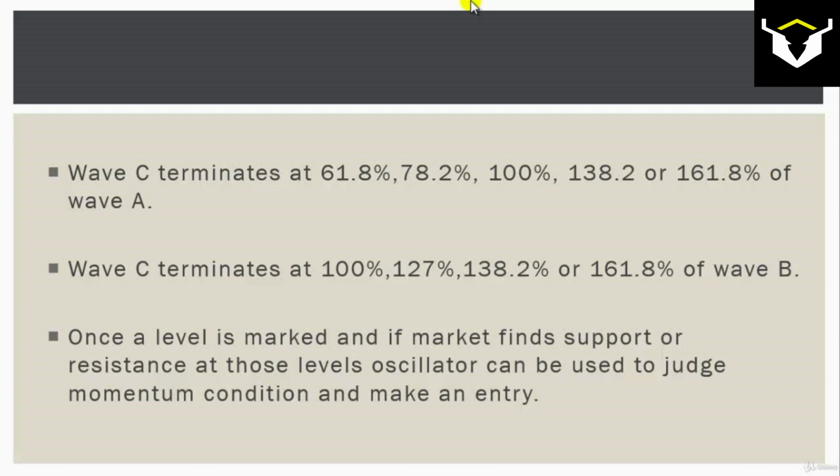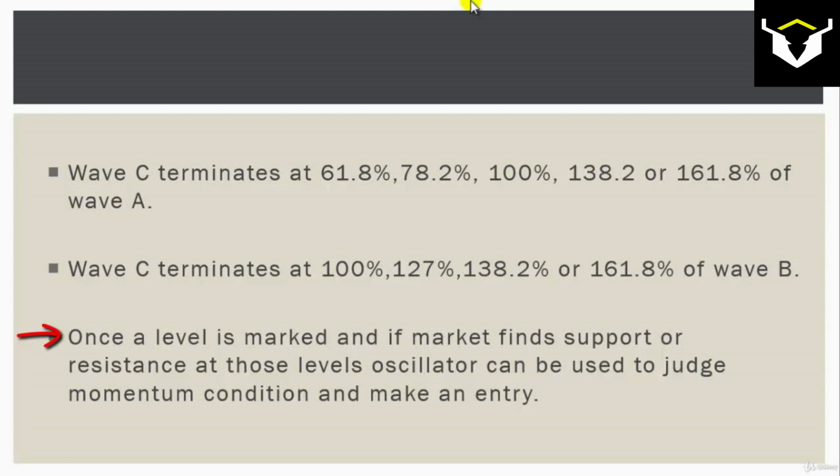So termination of wave C is at 61.8, 78.2, 100%, 138.2, 161.8% of wave A. Termination of wave C is at 100%, 127%, 138.2 and 161.8% of wave B. Once a level is marked and if market finds support or resistance at those levels, oscillator can be used to judge momentum condition and make an entry.